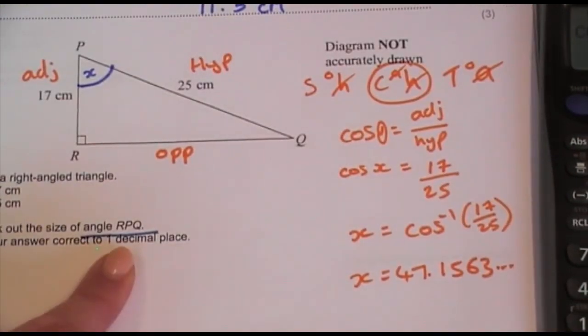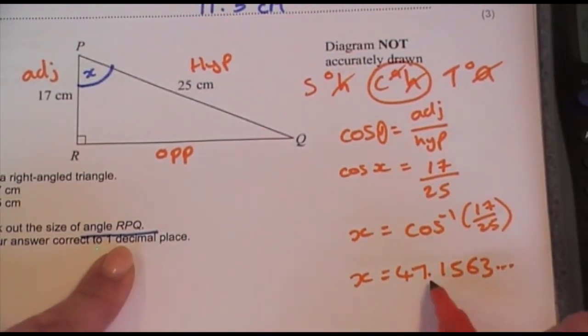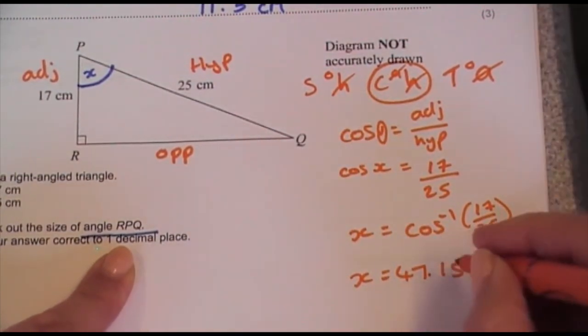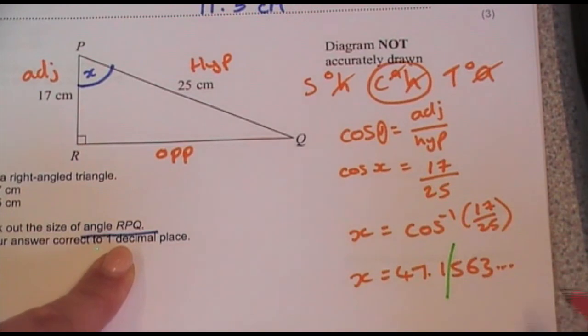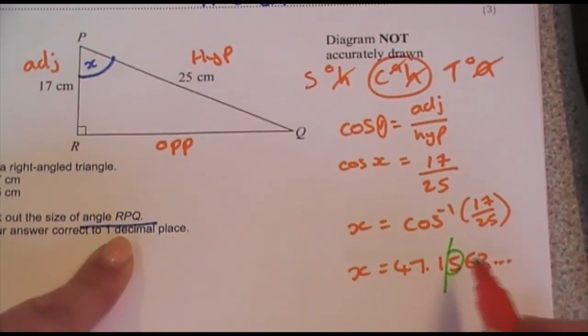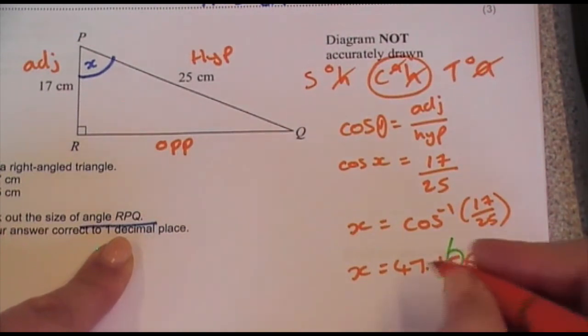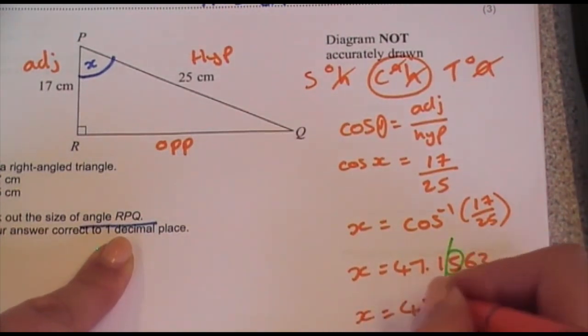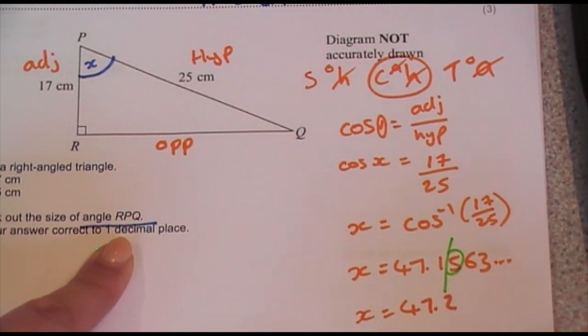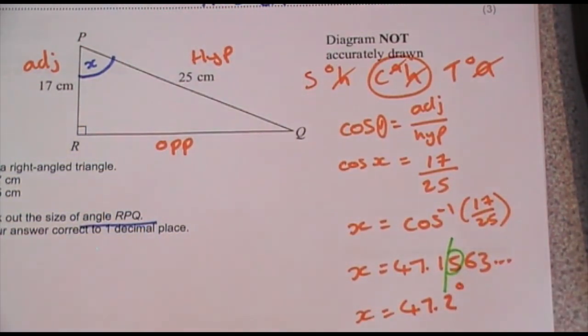What did they want it to? 1 decimal place. Well, there's the decimal point, so this is 1 decimal place. I need to cut my number off there. I need to pay respect to the fact that there is a 5 I'm cutting off, and that tells my 1 to round up. So x equals 47.2, and it's an angle, so that's in degrees.